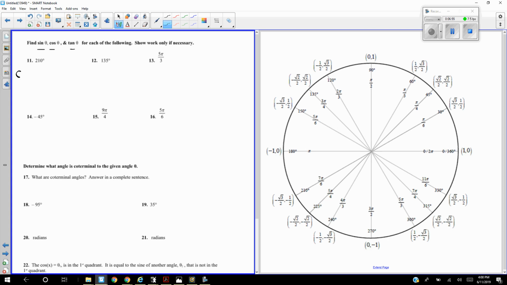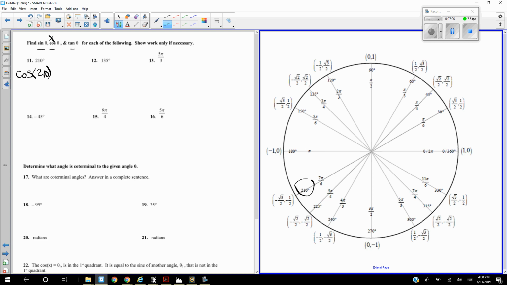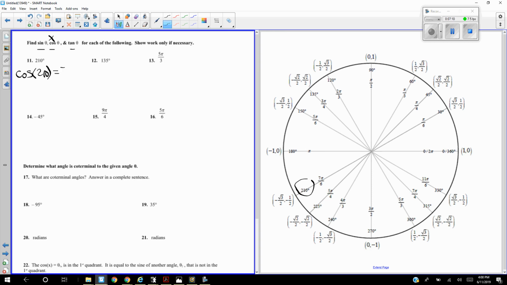So the cosine, doesn't matter which order, the cosine of 210, remember that means the x-coordinate. So find 210 degrees on your unit circle. The x-coordinate at 210 degrees is negative radical 3 over 2. So that's cosine. To find the sine of 210, that's going to be the y-coordinate at 210 degrees, which is negative 1/2.